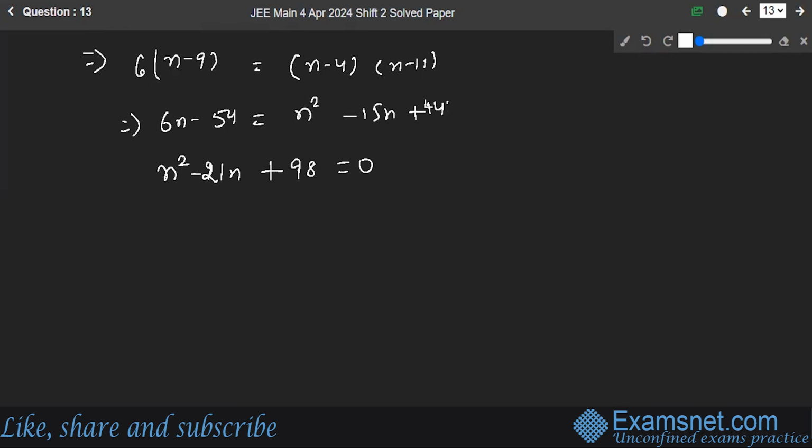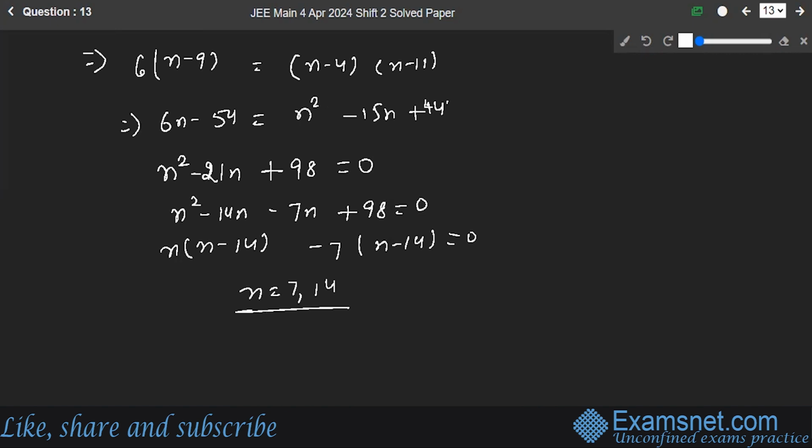I want two such factors. Sum should be minus 21, product should be 98. They are 14 and 7. So this is (n minus 14)(n minus 7). So you have two values for n as 7 and 14. These are the two values for n.